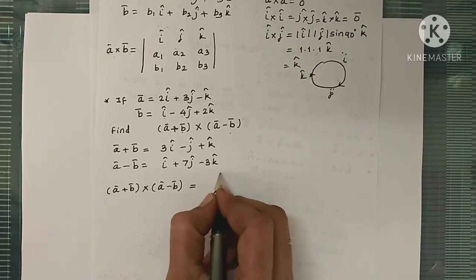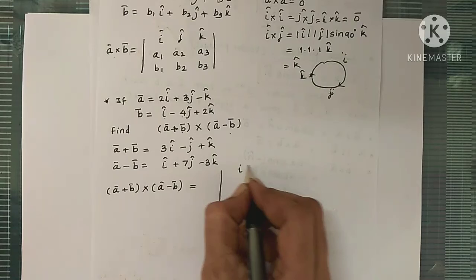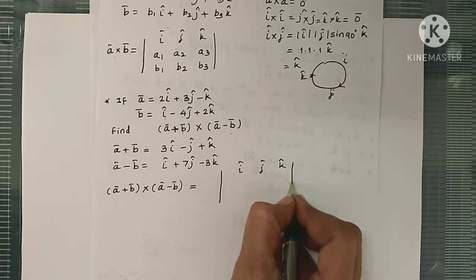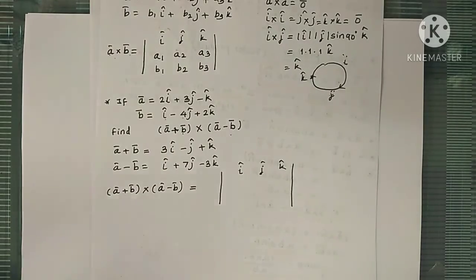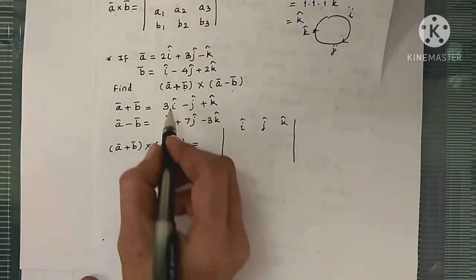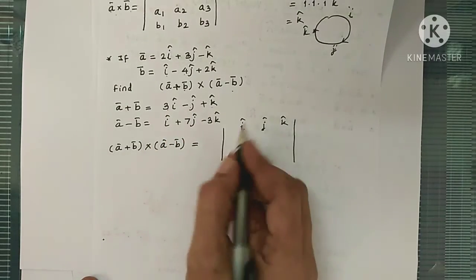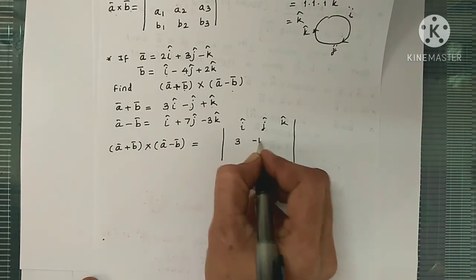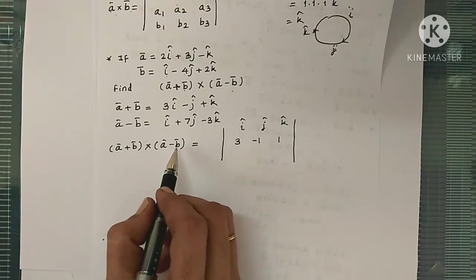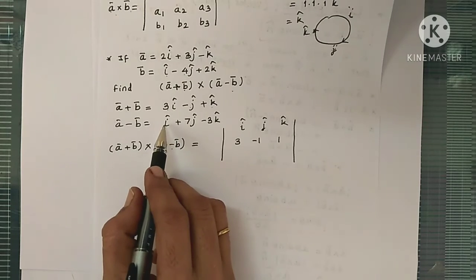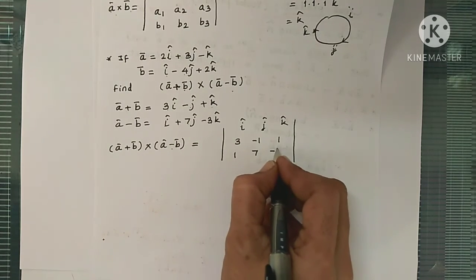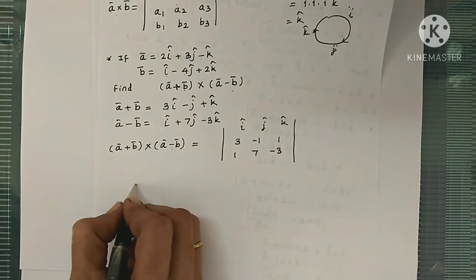Now it is a determinant. First row is i cap, j cap and k cap. The second row is the coefficients of i, j, k from a bar plus b bar, so those are 3, minus 1 and 1. Now the coefficients of i, j, k from the second vector, a bar minus b bar, are 1, 7 and minus 3. Now let's write this determinant.